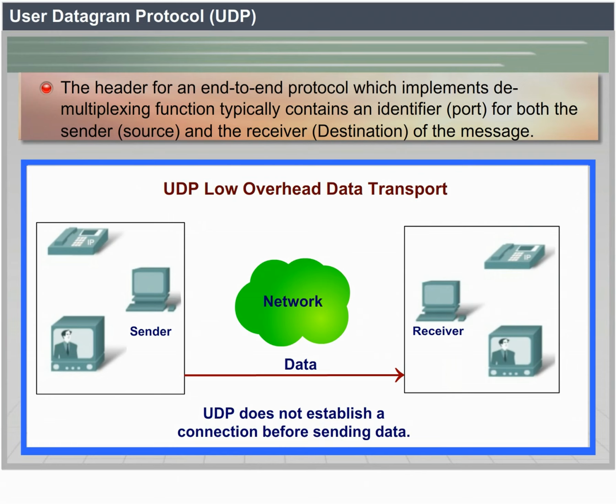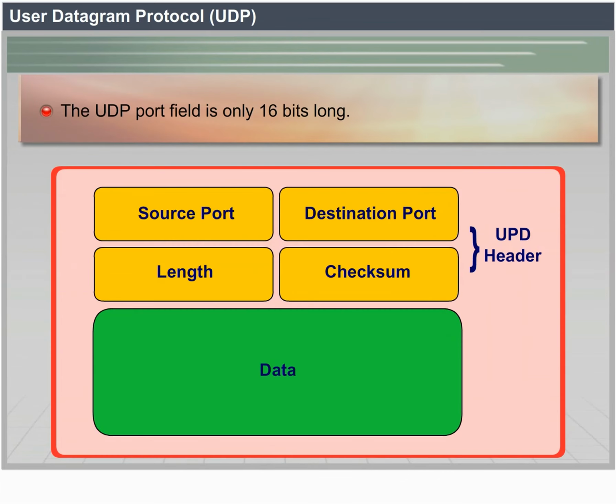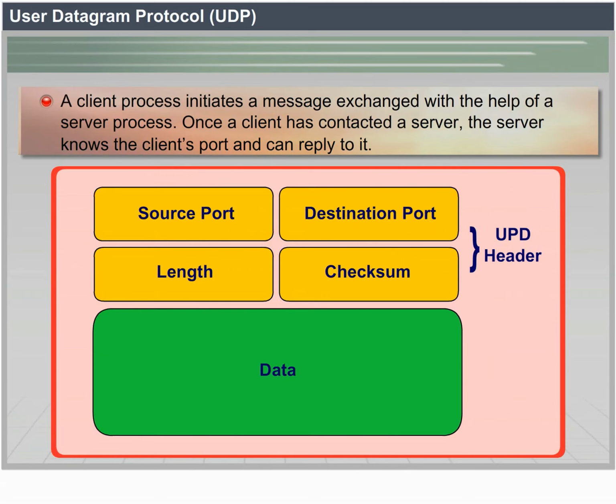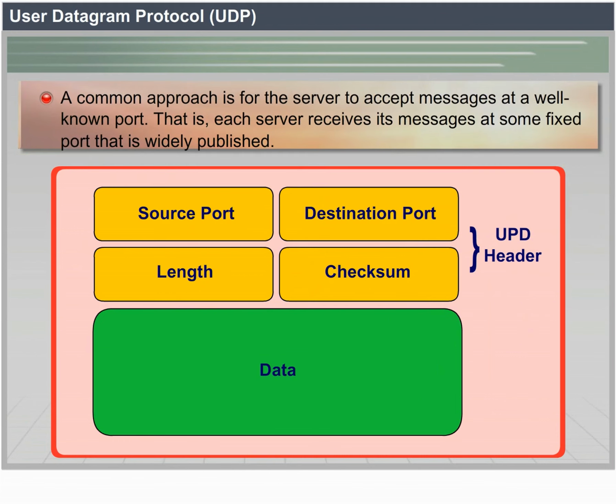The UDP port field is only 16 bits long. A client process initiates a message exchange with a server process. Once a client has contacted a server, the server knows the client's port and can reply to it. A common approach is for the server to accept messages at a well-known port. That is, each server receives its messages at some fixed port that is widely published.